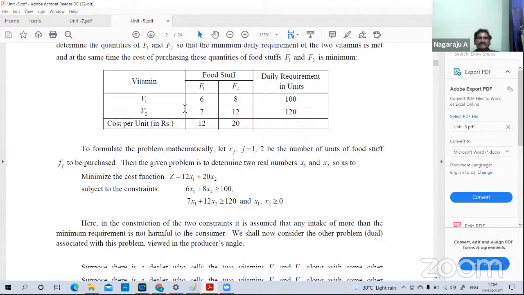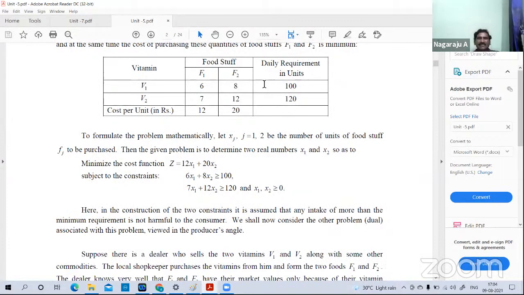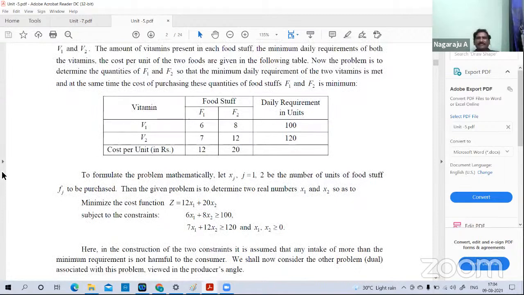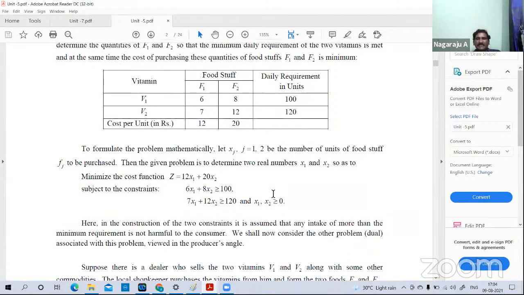Next, since he mentioned that the daily requirement is a minimum we should maintain, we can maintain more than that from food 1 and food 2. So we go ahead with 6x1 plus 8x2 greater than or equal to 100, and 7x1 plus 12x2 greater than or equal to 120, and x1 comma x2 greater than or equal to 0.